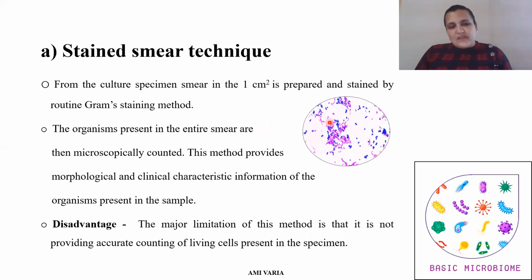By performing the Gram staining method, we can analyze the different morphological and physiological characters of that particular specimen culture sample. The disadvantage of this method is that it cannot distinguish whether the cells we are observing are live cells or dead cells, or whether they are soil particles or bacterial cells. We cannot differentiate that by visual microscopic method.